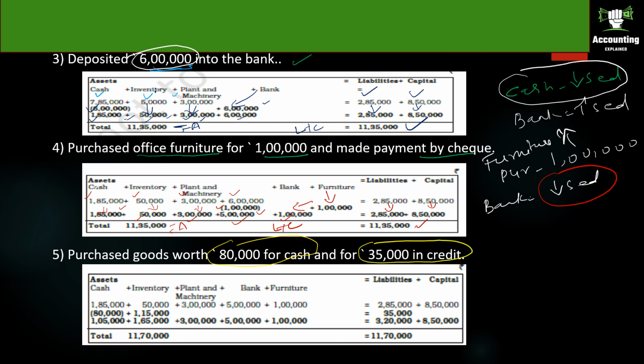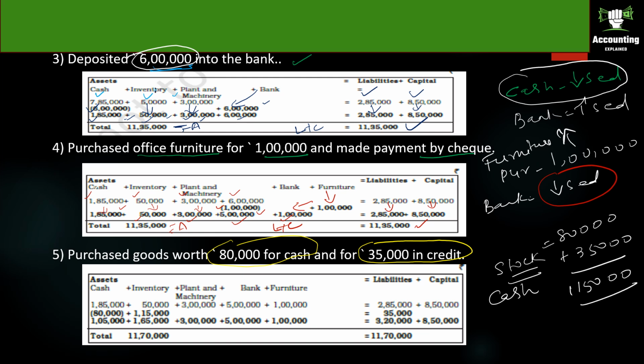So now you are purchasing goods. Goods means you are purchasing stock. Okay. For that you are paying cash for that stock. Total stock worth is how much? 80,000 plus 35,000. It is 1,15,000. That is the total stock worth. Out of that you are paying cash how much? Cash is 80,000 and credit.